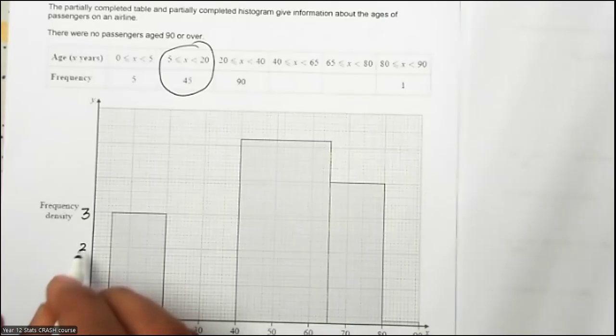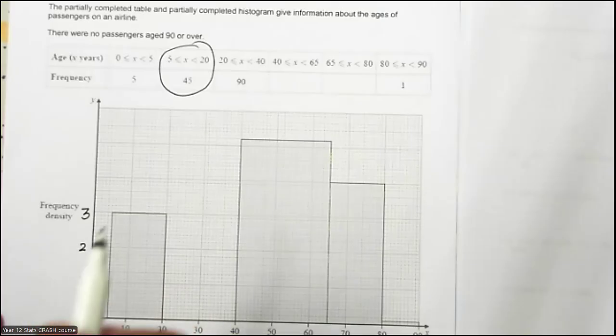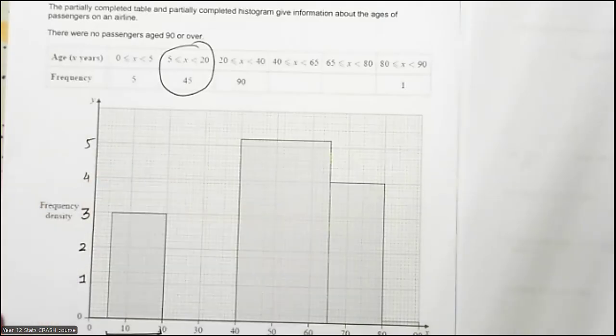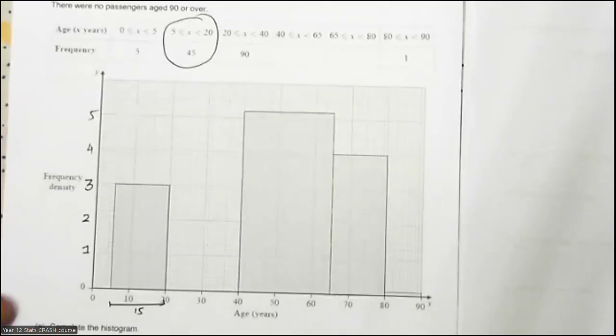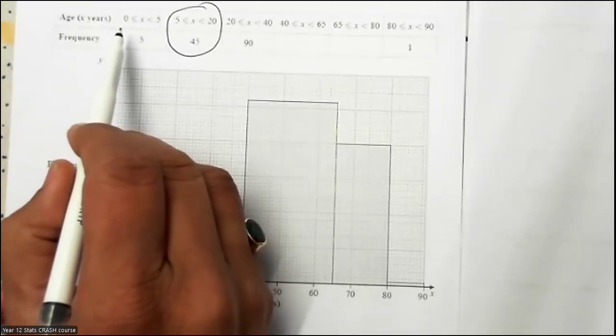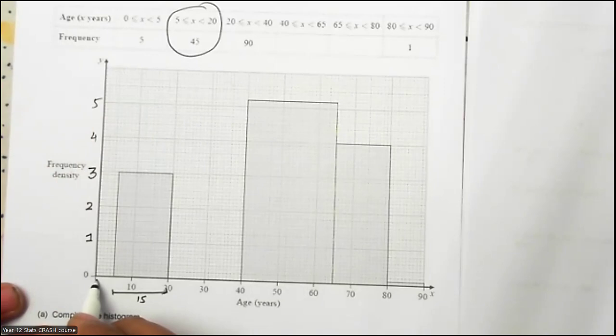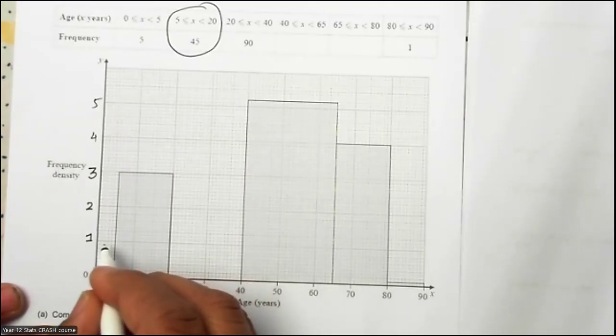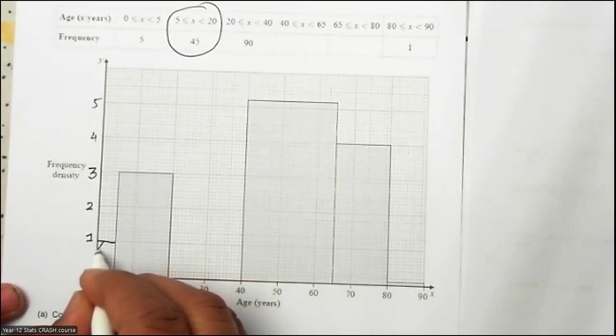So that clearly tells me one big square is going into 1, 2, 3, 4, 5. Once we've labeled it, things get slightly easier from here now. Right, for the first interval then, 0 to 5, the width is 5, frequency is 5. So I need the height of that to be 1. So that is the bar for the first one.